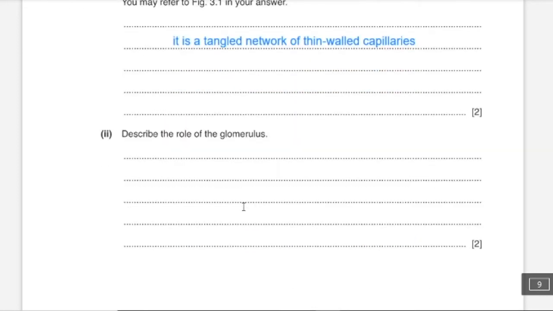2. Describe the role of the glomerulus. Okay, so filtration occurs here. And what happens during filtration is that molecules like water, glucose, salt, and urea move out.